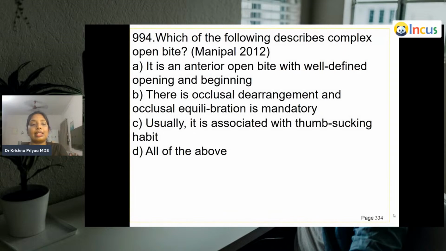So, which of the following describes complex open bite? It is an anterior open bite with well-defined opening in the beginning. There is an occlusal derangement and occlusal equilibration is mandatory. Usually, it is associated with thumb sucking habit. So, which of it is it? It's not generally open bite. They've given complex open bite. So it is the occlusal derangement and occlusal equilibration is mandatory. That is the answer for it.